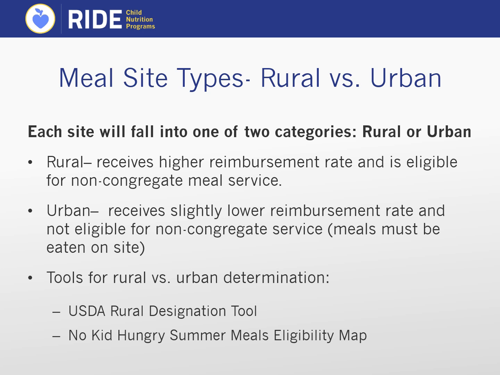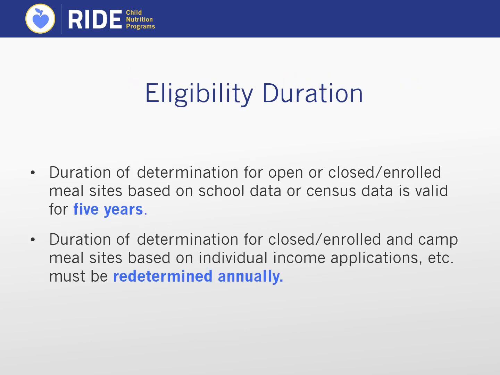In order to determine if your site is considered urban or rural, sponsors should use either the USDA's Rural Designation Tool or the No Kid Hungry Summer Meals Eligibility Map. Note that the No Kid Hungry map will show sponsors information regarding their rural and urban status as well as if the site is considered to be area eligible.